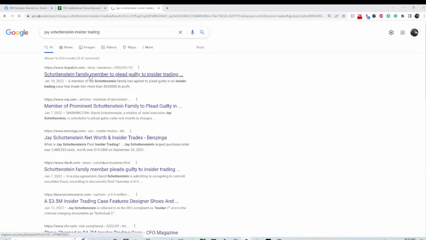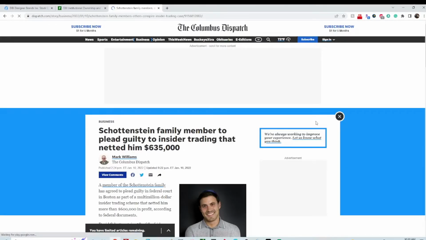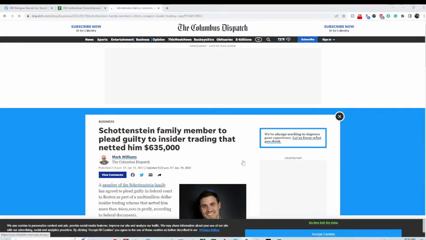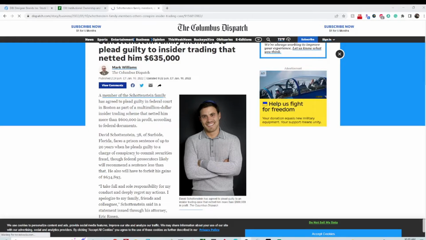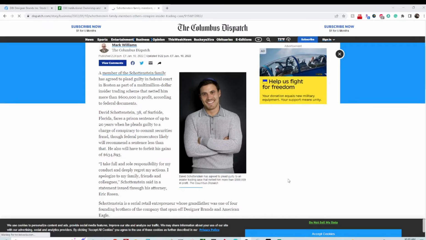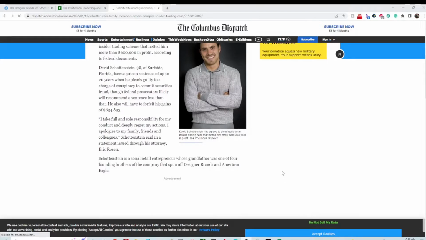Here we go. Look at this. Schottenstein family member to plead guilty to insider trading. All right, let's look at this. Wow, okay. A member of the Schottenstein family has agreed to plead guilty in federal court as part of a multi-million-dollar insider trading scheme that netted him more than $600K in profit. Faces a prison sentence of up to 20 years and pleads guilty to a charge of conspiracy to commit securities fraud. Wow.